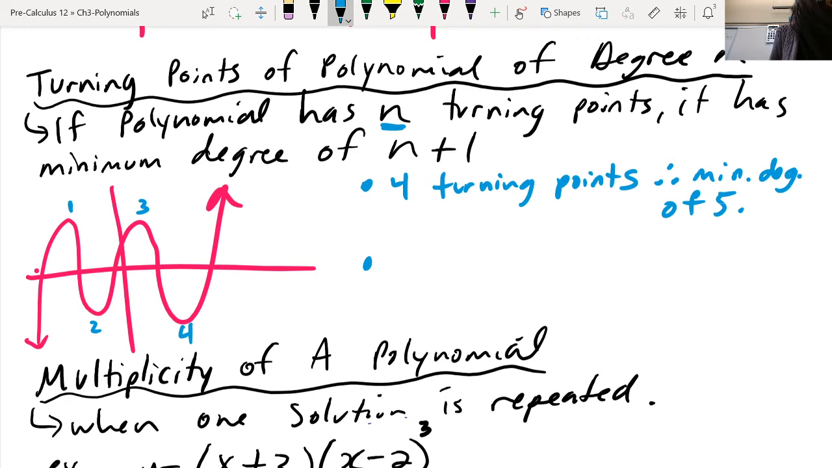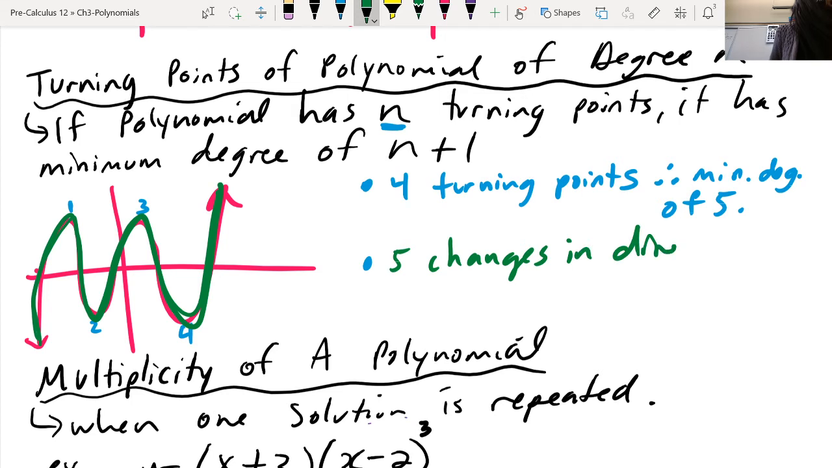That is, I believe, how the book does it, but I also have a different method that I actually find easier, so I don't need to worry about this n plus 1 stuff. Another way that you could go through this is what I call changes in direction. So what I would do is start down here and go 1, 2, 3, 4, 5. So what I mean is like up, down, up, down, up. So that would be 5 changes in direction.